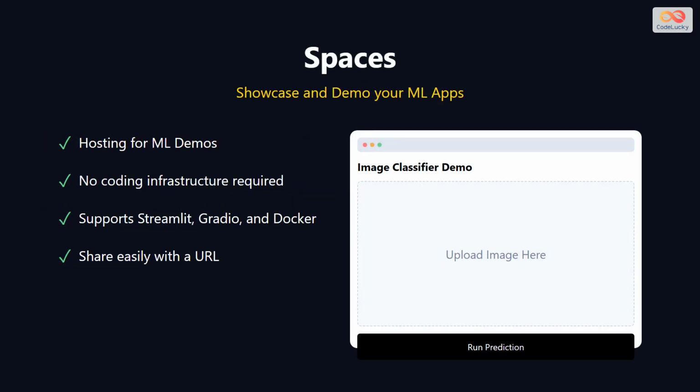Once you have a model, you might want to show it off. That is where Spaces comes in. It allows you to host machine learning demo applications directly on the web. You can build these easy-to-use interfaces using Python libraries like Streamlit or Gradio, making it simple to share your work with the world via a single link.